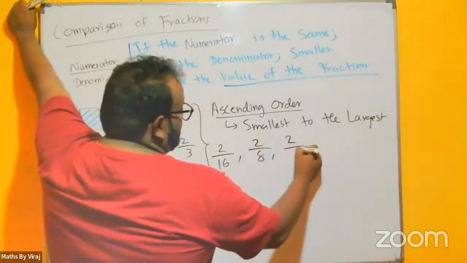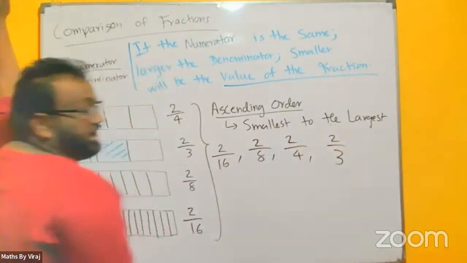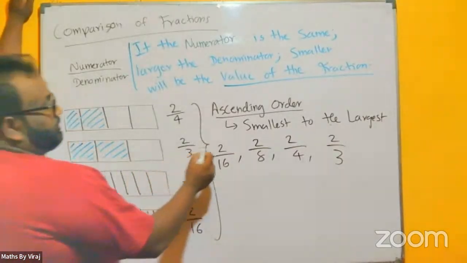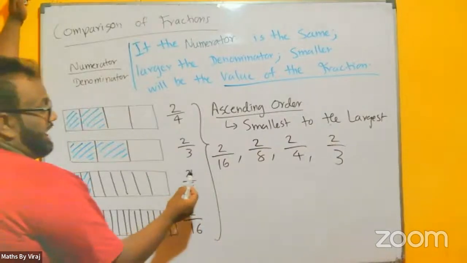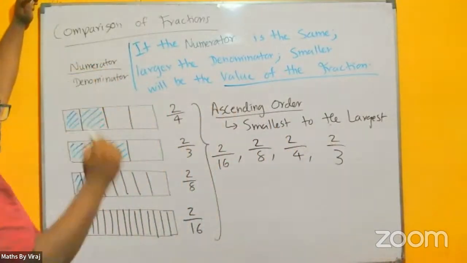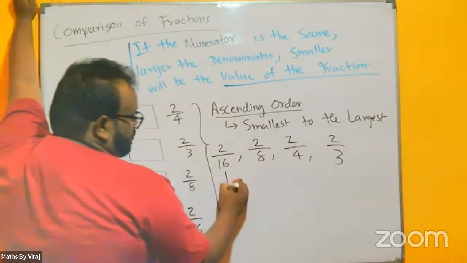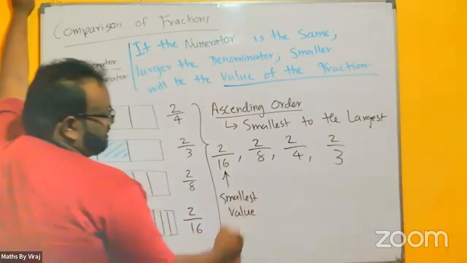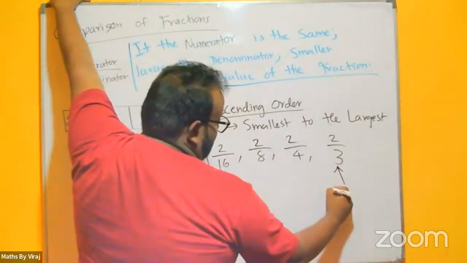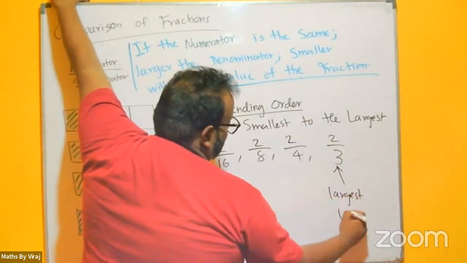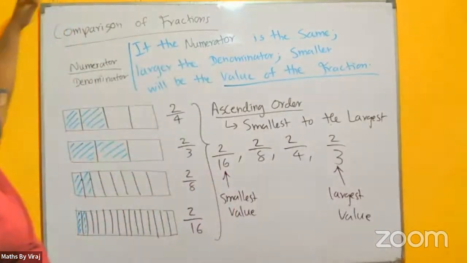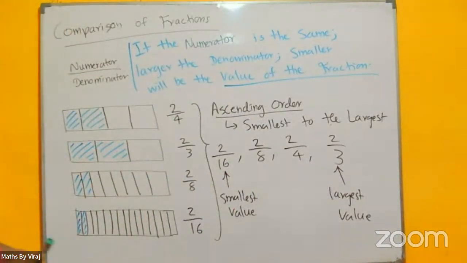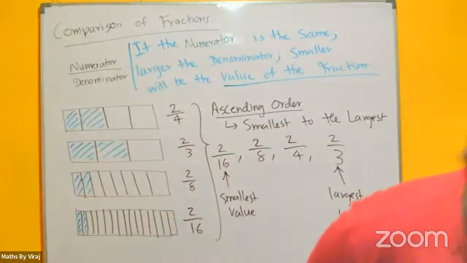Okay, so what are we writing here now? Look at this here. If the numerator is the same, larger the denominator, smaller will be the value. Therefore, 2 upon 16 is having our smallest value. Yes or no? 2 upon 3 is having our largest value. Did I make myself clear? Yes or no? Right. Take this down, children. Next, we'll move on to having the denominator the same. Okay? Right. Take this down now.